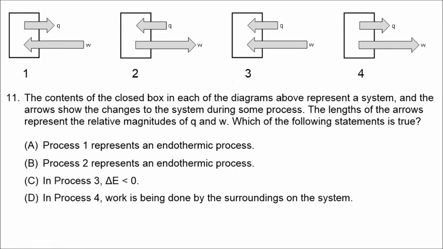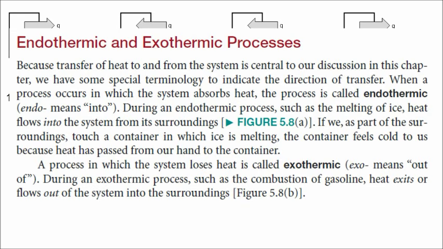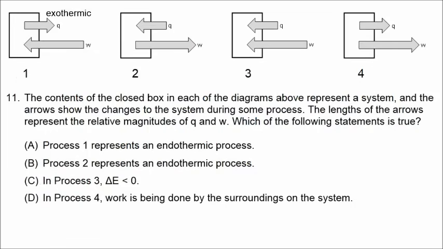In number 11, we have a combination of arrows. So Q is heat and W is work. Let's take a look at these 4 diagrams. Remember that an endothermic process is one in which heat is absorbed, so flowing into the system from the surroundings, and in an exothermic process, heat is released or exiting the system. Endothermic and exothermic is only focused on heat. This has nothing to do with work or delta E. So the word endothermic is just about heat, not about work.